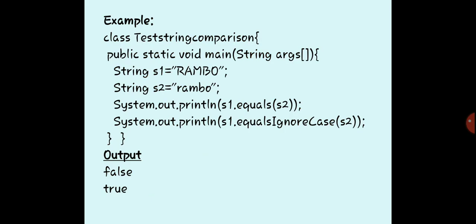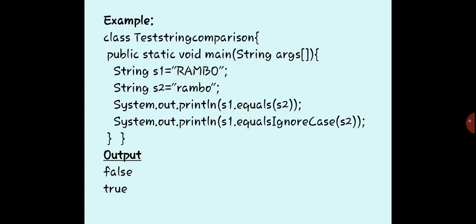So this is a small example for explaining the string methods. Here we compare two strings. String s1 is Rambo with a capital R, string s2 is rambo with a small r. The first method is equals, s1.equals(s2). So s1 is compared with s2. Even if the content is the same, the cases are different. So it returns false.